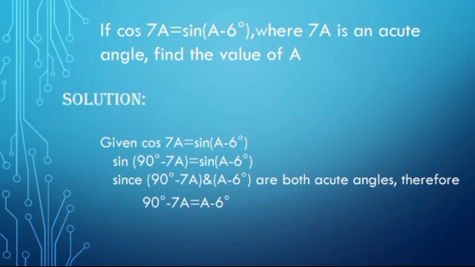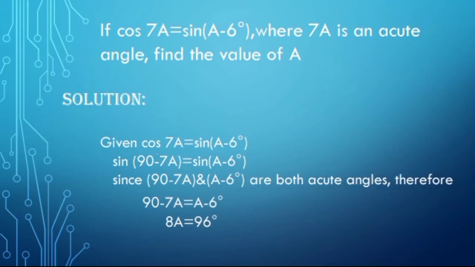Here transpose −7A, and transpose −6° from the RHS. Then we get 8A is equal to 96°, which gives A is equal to 12°.